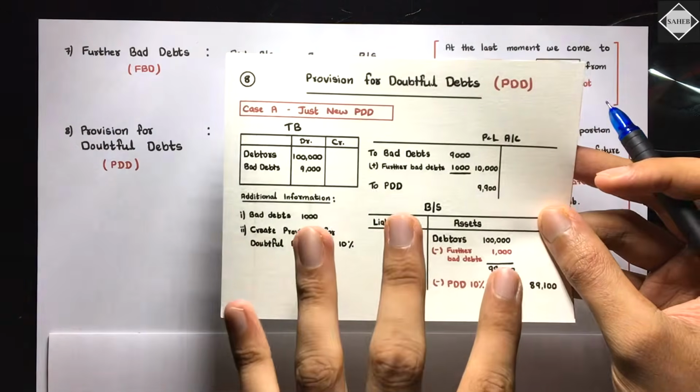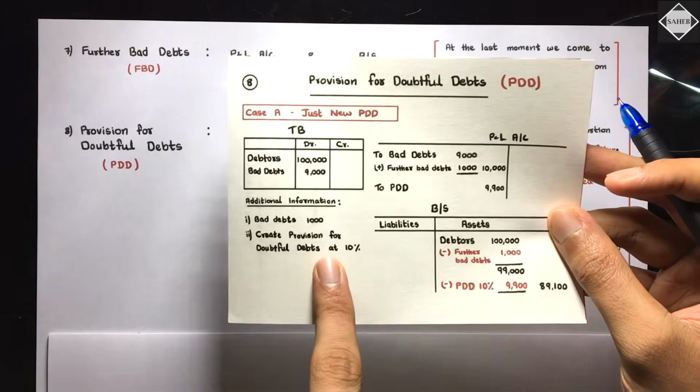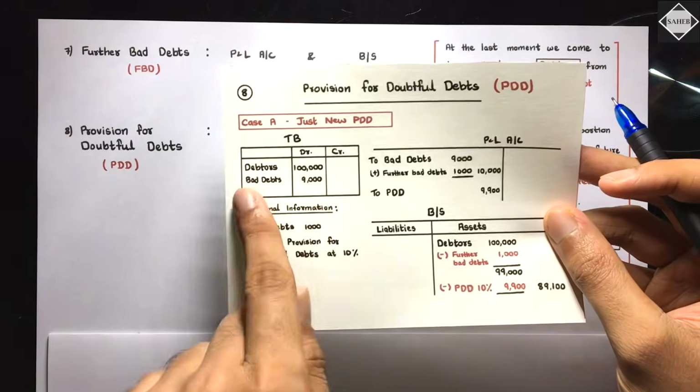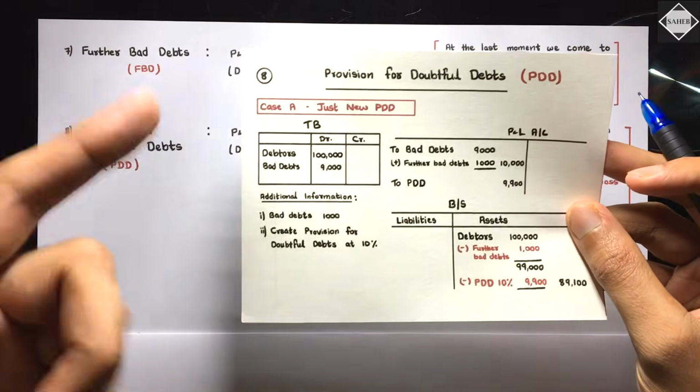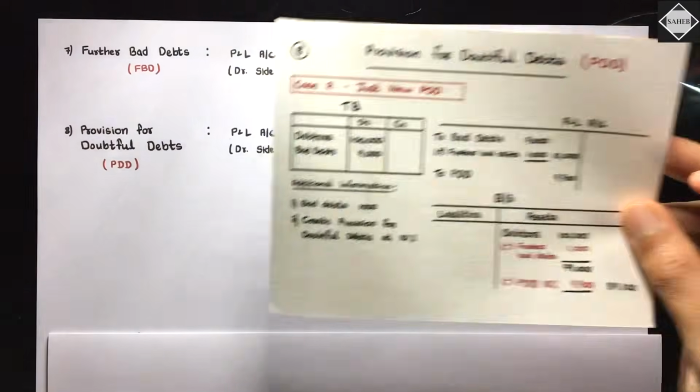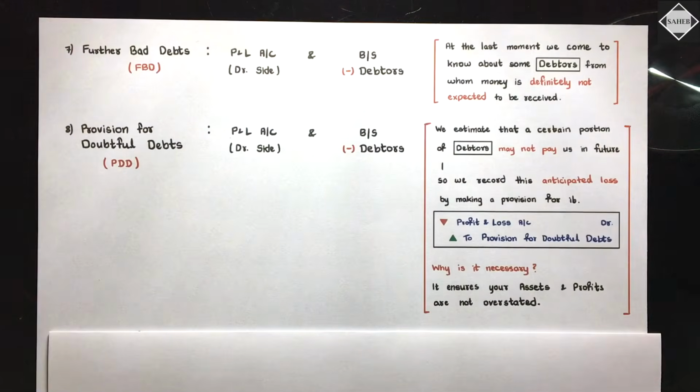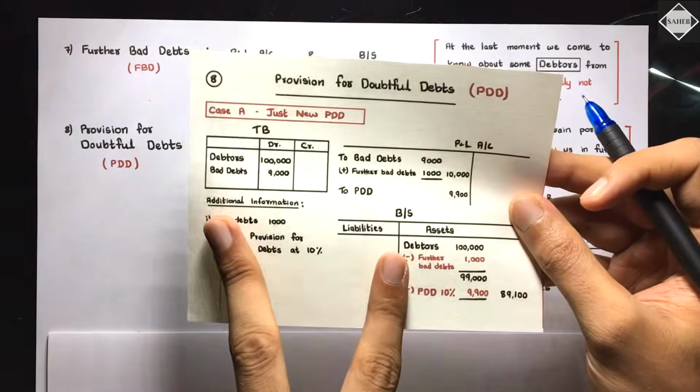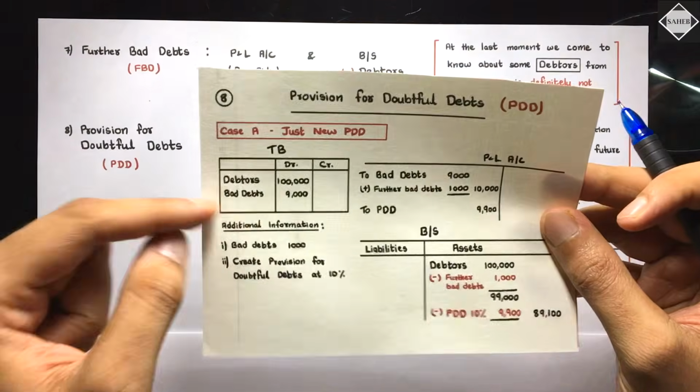This you have to do when you are creating a new provision and there is no old provision in the trial balance. There can be old provision also in the trial balance. We'll see that in the next case. Let me take you to a more advanced level from this. What if there is old provision also?